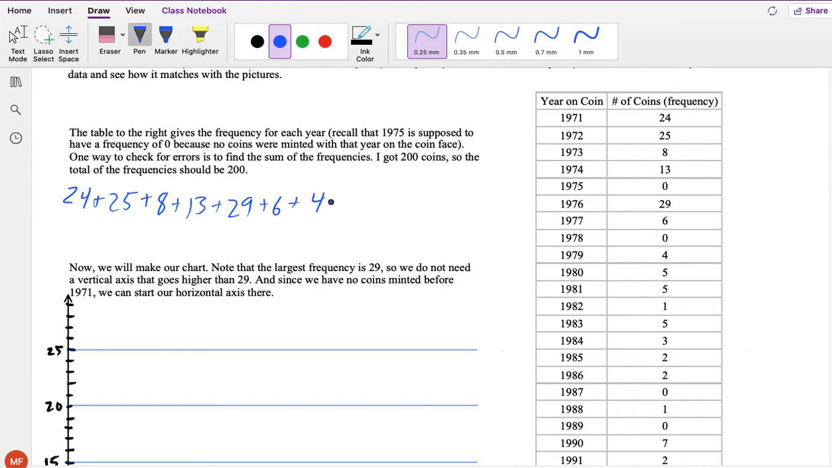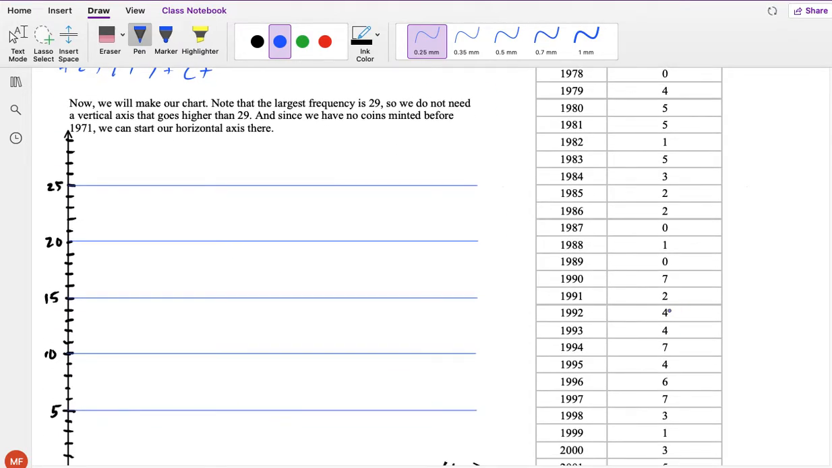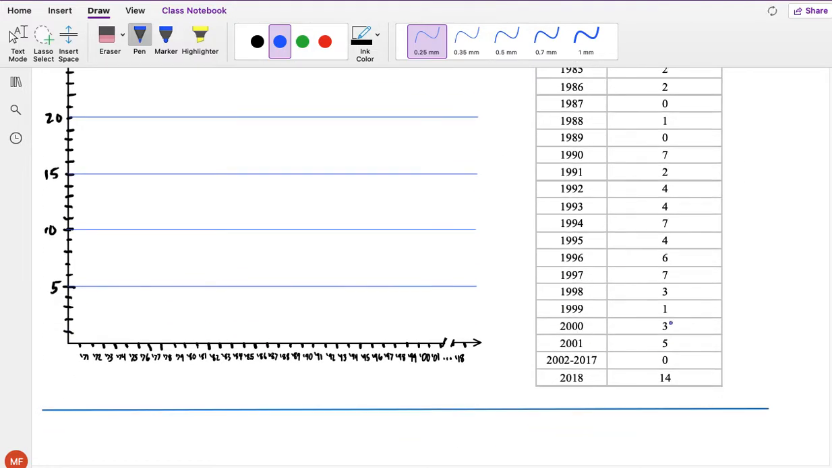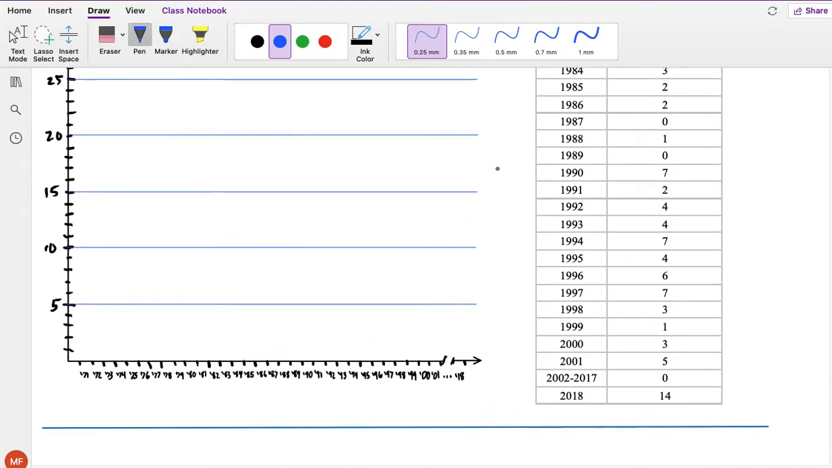And this takes a little bit of time, but not nearly as much time as it would take to check each number for the frequencies individually. Of course, I'm skipping over the zeros. I'm not writing +0 every time I see a 0. And then here I have a 4, 4, 7. Getting near the end. And then I have a 3, a 5, and a 14.